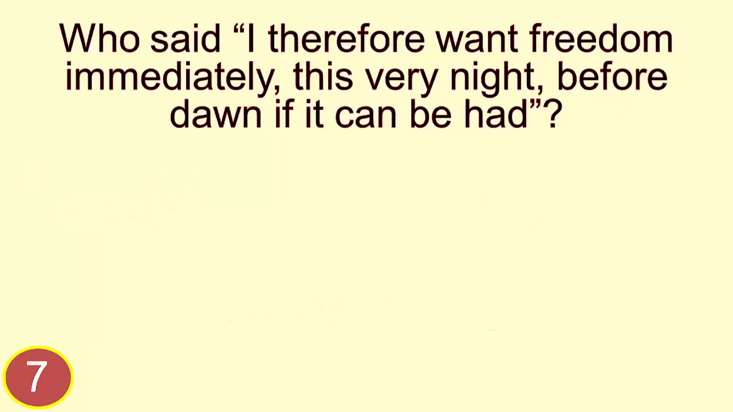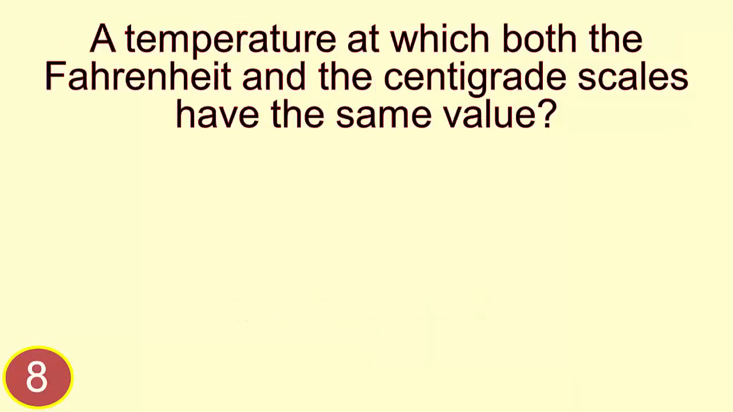Who said, "I therefore want freedom immediately, this very night, before dawn, if it can be had"? Answer is Mahatma Gandhi, Mohandas Karamchand Gandhi. At what temperature do both the Fahrenheit and the centigrade scales have the same value? Answer is minus 40 degrees.